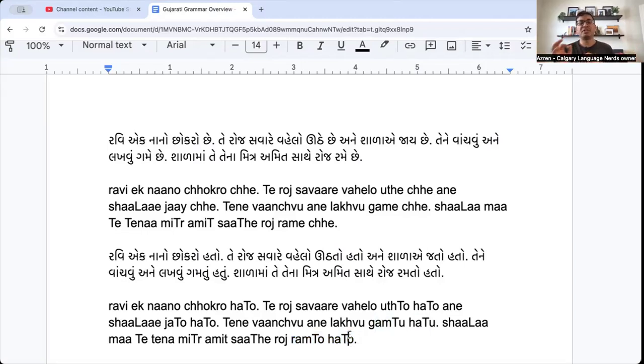Now, I told you that Gujarati has two different past tenses. So let's look at a second past tense right now. Okay, let me read this to you first, and I'll show you.